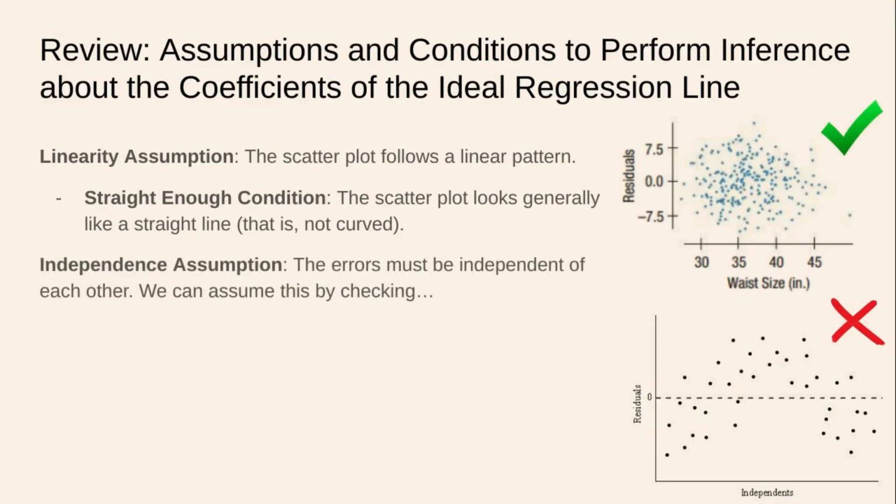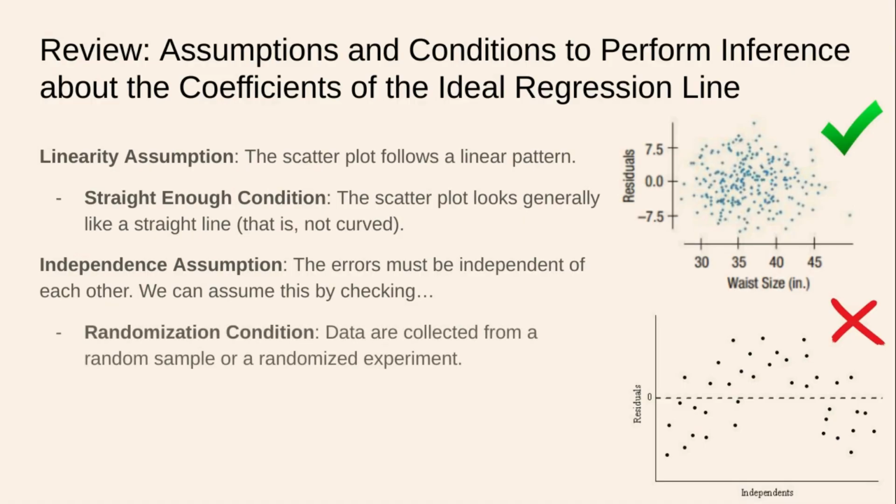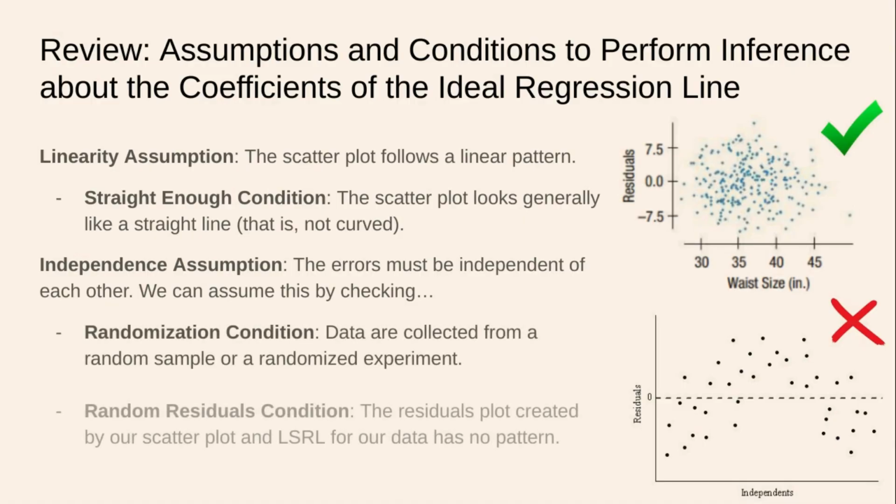The independence assumption. To check for independence, we need to check for randomization and for random residuals. So we need data collected from a random sample or randomized experiment, and we need the residuals to look random too. The residuals cannot follow a pattern like we see at the bottom right of our screen.